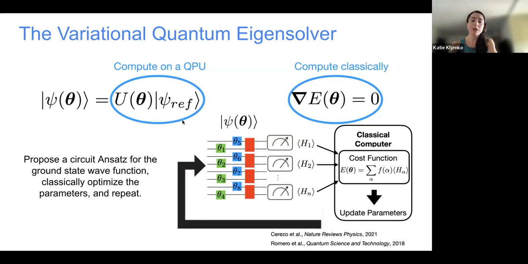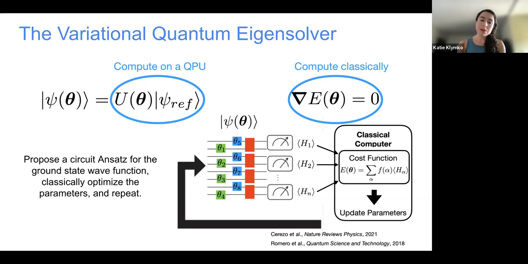We have a loop between the quantum part that is preparing this high dimensional state, then we measure and optimize this cost function, which is the energy, and rerun the circuit with the new parameters, measure the energy again, and keep on doing that loop until our energy reaches a minimum.